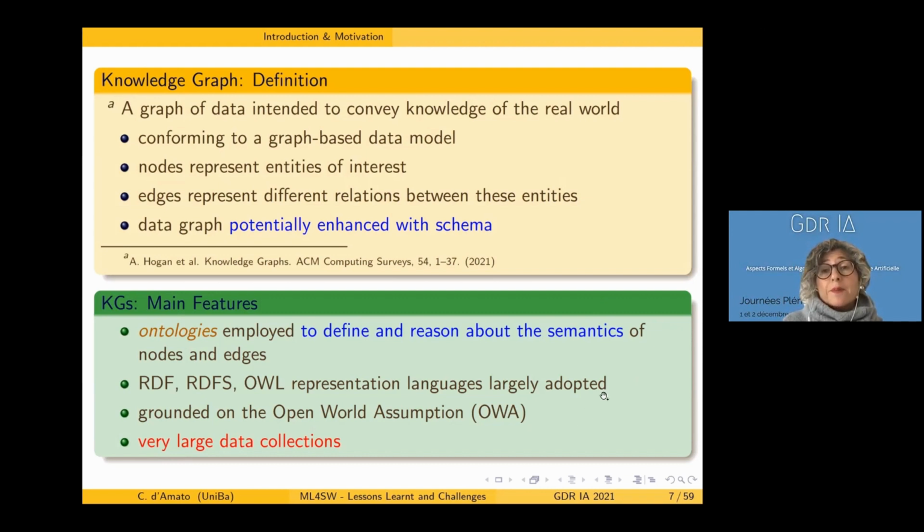And standard representation languages that have been developed in the semantic web, such as RDF, RDFS, and OWL, are quite largely adopted. And because of this motivation, knowledge graphs are generally grounded on the open world assumption. A key feature is that knowledge graphs are actually very, very large data collections.